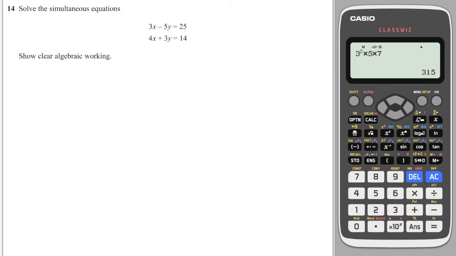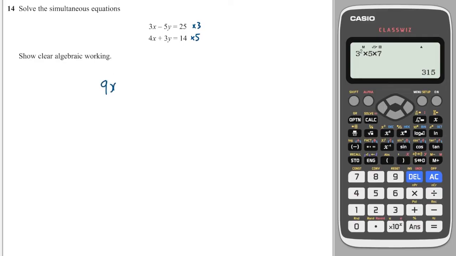Okay, classic simultaneous equation here. We're going to have to multiply both equations, and because the y's have got opposite signs, I find it easier to get those lined up and then add the two equations together. I think it's less likely to make mistakes. So I'm going to times this one by 3 and this one by 5.